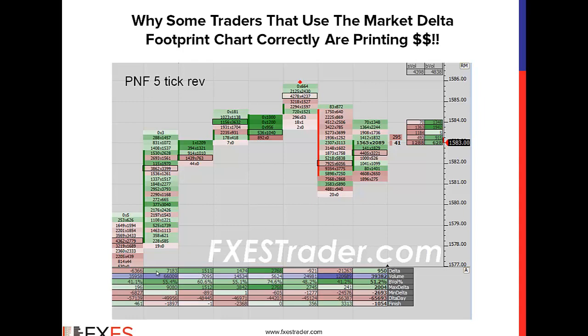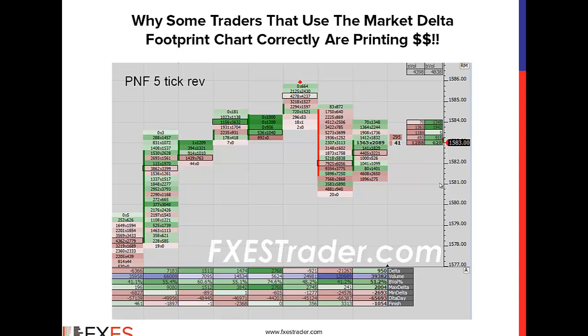So I always try to tell people when they're first learning the footprint to always have that delta net of the bar calculated at the bottom, and always be paying attention to the delta for the day. In this particular case, we had a pretty down day. The delta, as you can see at the bottom of the screen for the day, was increasing in severity, then tapered off a little bit and then got worse in this down bar.